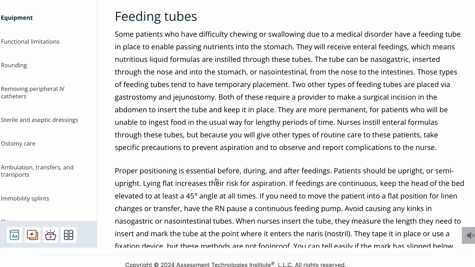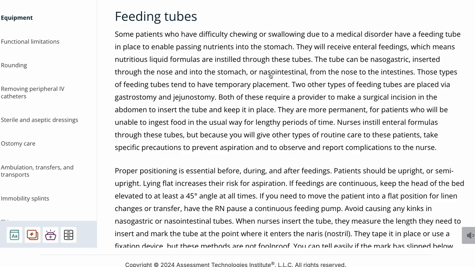Some patients have difficulties chewing or swallowing, and they may need a feeding tube because of that. Sometimes they refer to it as enteral feedings. Enteral just means it enters the body outside of the mouth. It can be liquid formulas. They usually go in a nasogastric tube. Naso means it goes down the nose, and gastric means the stomach. So it goes from the nose into the stomach.